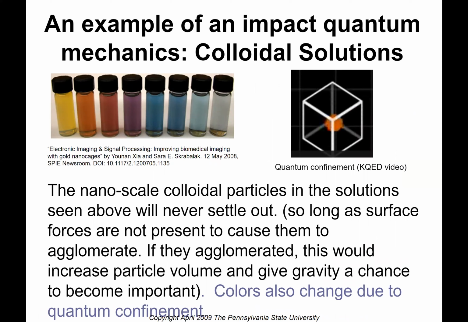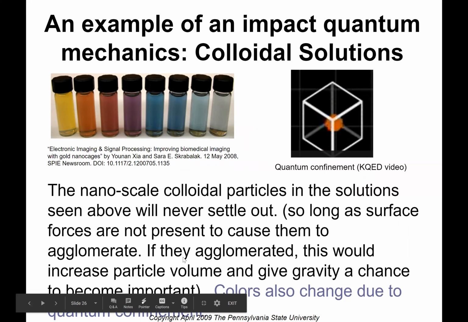So this is an example of quantum mechanics: colloidal solutions of nano gold. The nanoscale colloidal particles in the solutions seen above will never settle out. Just think, if you put gold flecks in water, eventually those gold flecks will settle down because they're pretty big. But these are nano-sized, and so they're so small, as we said before, the force of gravity isn't significant. So they're not going to settle out, assuming that they don't agglomerate into bigger particles.